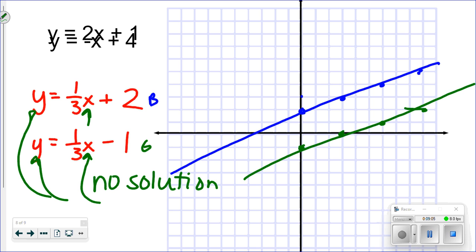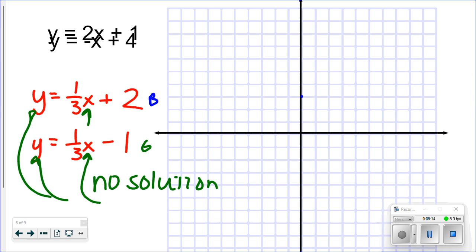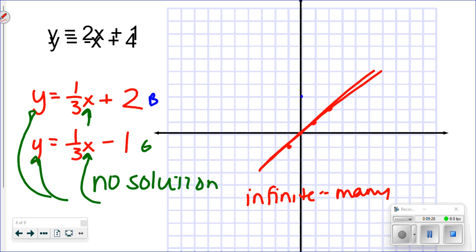And there could be times where you have the same line, depending on what your system looks like. Sometimes you might graph a line. Let's say this is my line. And you might end up having the same line from your second, and then that would be infinite. That means there are many answers that can be put in for your x, and that will give you the same answer for y. So if you have any questions, let me know.